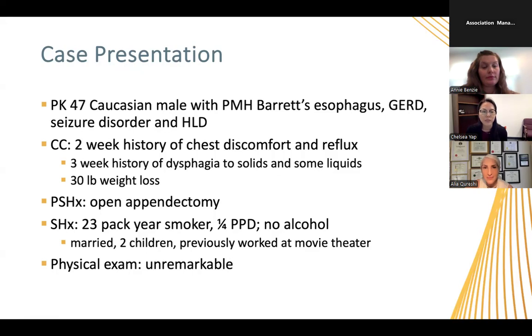And social history, he was a 23-pack-year smoker, a quarter pack per day, and did not have any alcohol. He was married, had 2 children, and previously worked in a movie theater. And on physical exam, he didn't have anything remarkable, and his BMI was about 28.